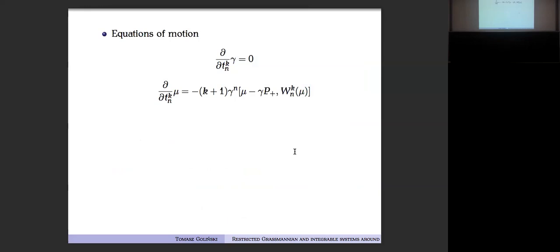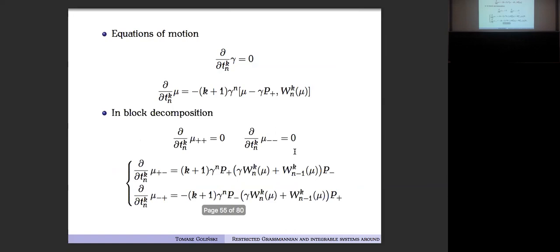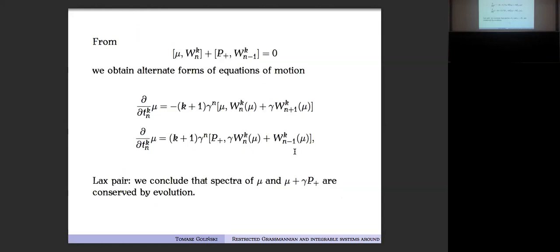We can write it down as a separate equation, and it looks like this. The derivative of mu is a commutator of mu corrected by something related to mu. But that part is constant, so it can easily be written there too. You have the derivative of something is a commutator of the same thing with something else. One can write down how it looks in block decomposition, and it turns out that the blocks on the diagonal are also constant. All dynamics happens in the blocks which are off diagonal. Since we could write it as a Lax pair, we know that the spectra of the operator mu and mu plus gamma plus are also conserved.